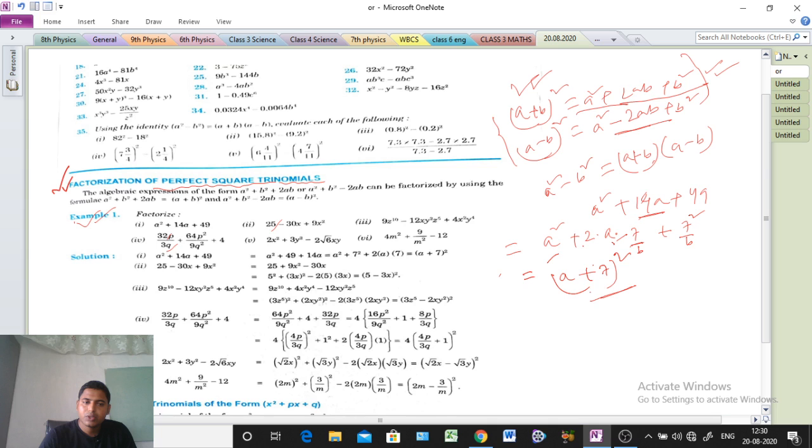So 25, what can we write? 25 means we can write 5 square. Understood? Next, minus 2, so a square minus 2. Next what? A means what? A means here 5. Clear or not? Okay. Next b will come.